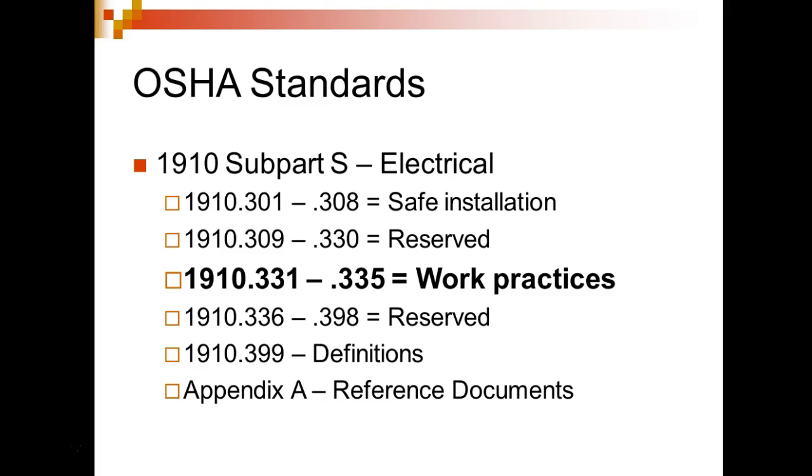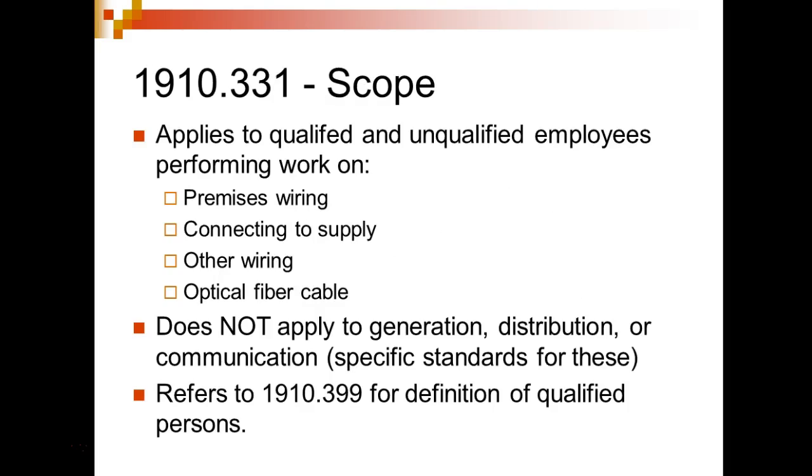So 331 deals with workplace practices, which we're going to get into. Then 399 is your definitions, and then we have duties. Right? So 331 talks about what? Premises wiring, connecting supplies, wiring, and then it deals a little bit with fiber optic cable. It does not deal with the generation, distribution, or communication standards.